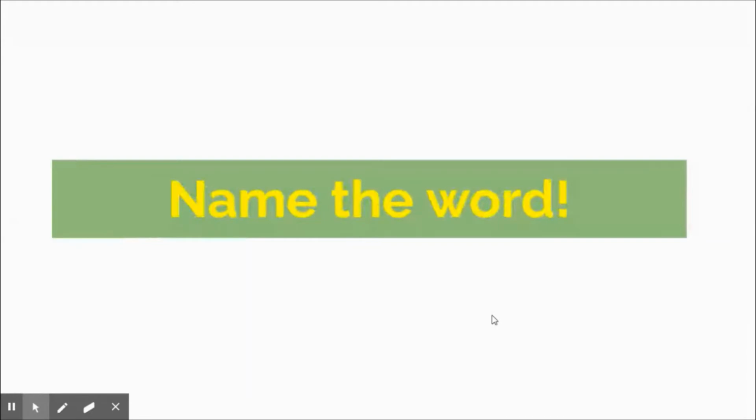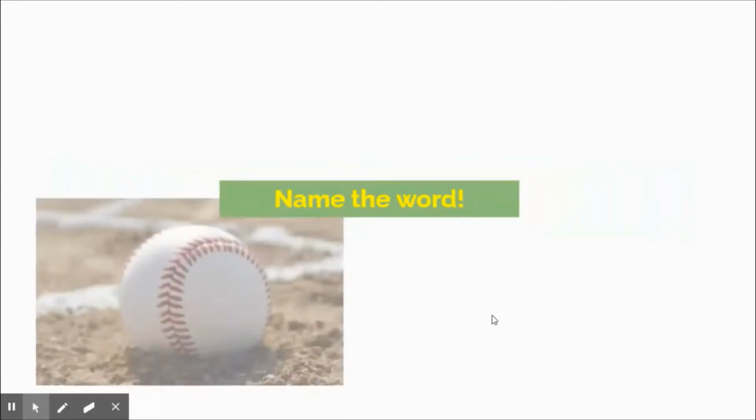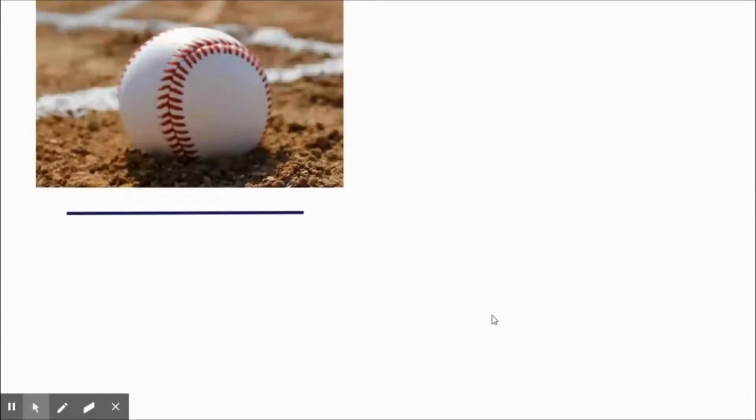So I'm going to show you a few words and I just want you to name the word. Okay, so see if you can come up with the word for the illustrations. Here we go. Okay, so what do we have here? It is true, it is a ball, but what kind? Just write it down. Number 2.